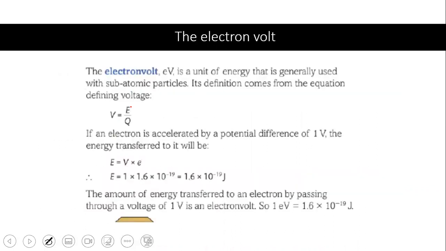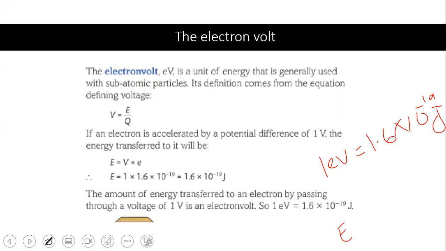Now, we have something known as the electron volt. What is the electron volt? So electron volt is a unit, right? It's a unit for measuring energy. Fine. So what will I do? I have to do conversions. So 1 electron volt is equal to 1.6 times 10 raised to the power negative 19 joules.